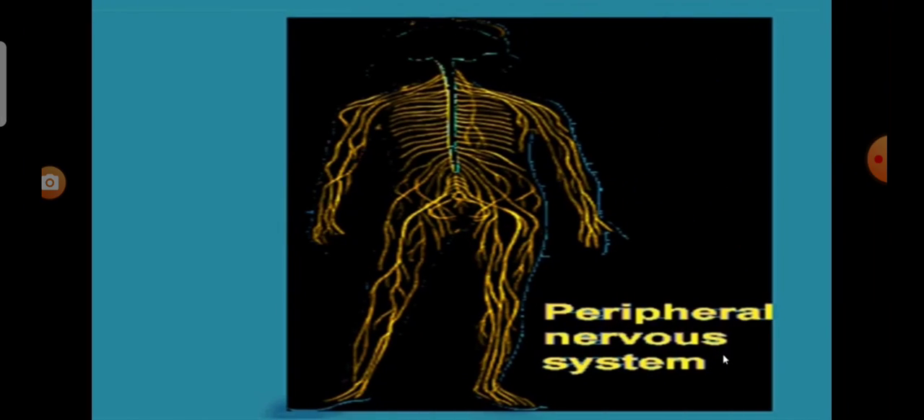Now let us see about the peripheral nervous system. The peripheral nervous system is formed by the nerves arising from the brain and the spinal cord. The nerves arising from the brain are called cranial nerves, and the nerves arising from the spinal cord are called spinal nerves. Now we see about the cranial nerves.